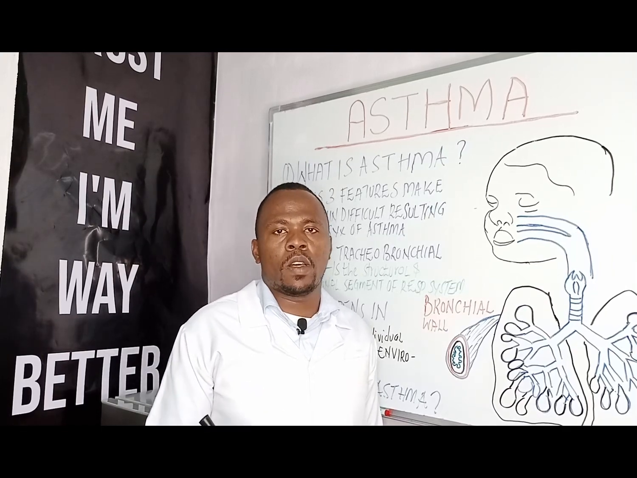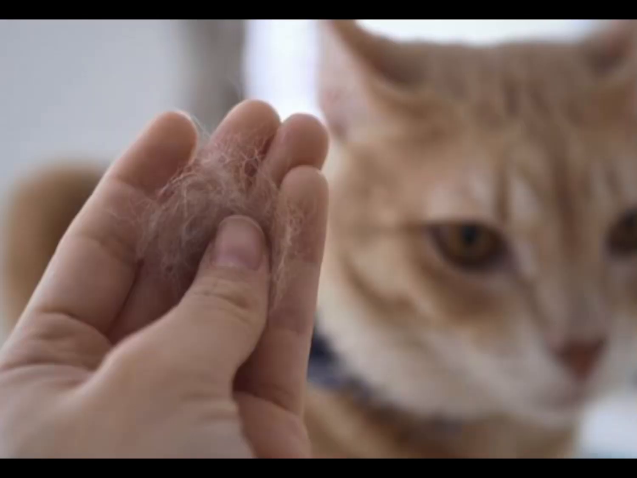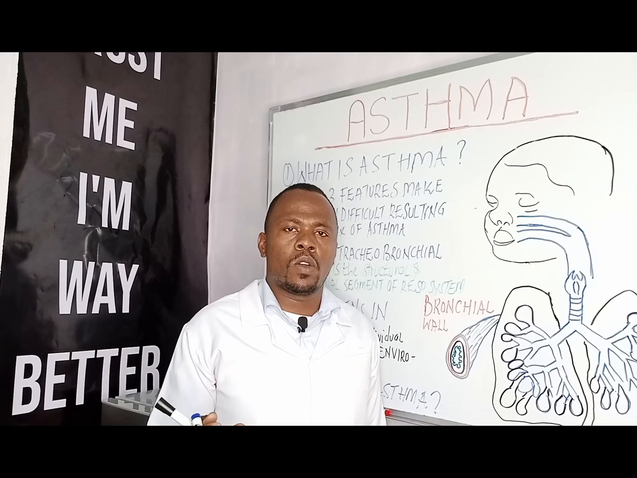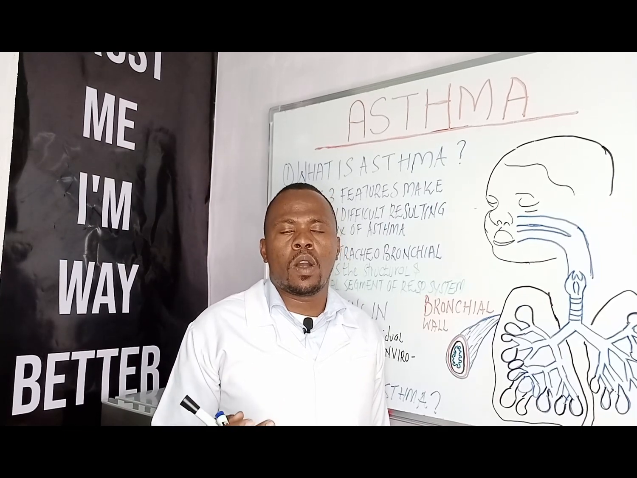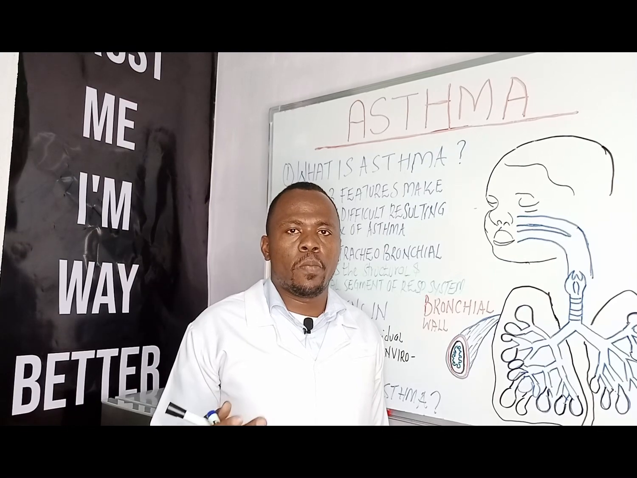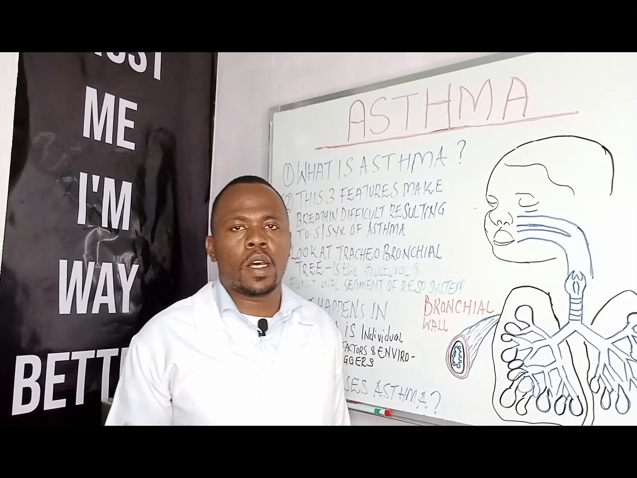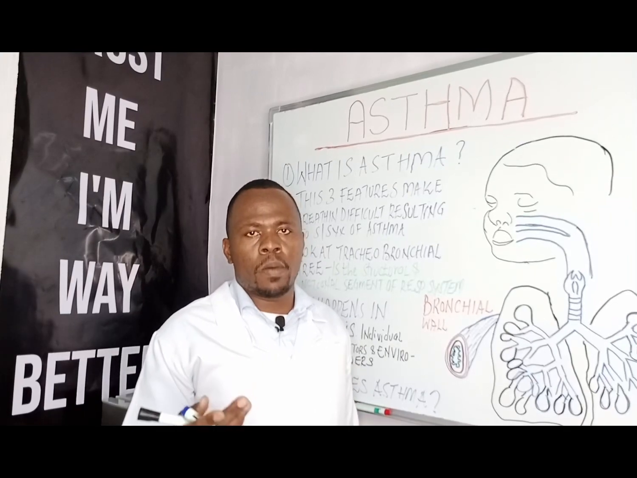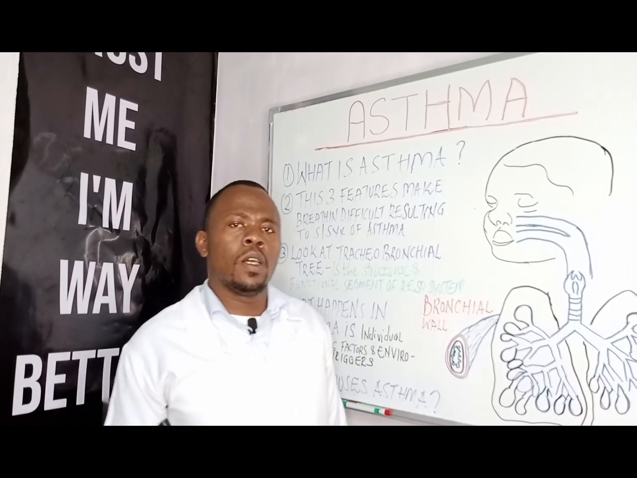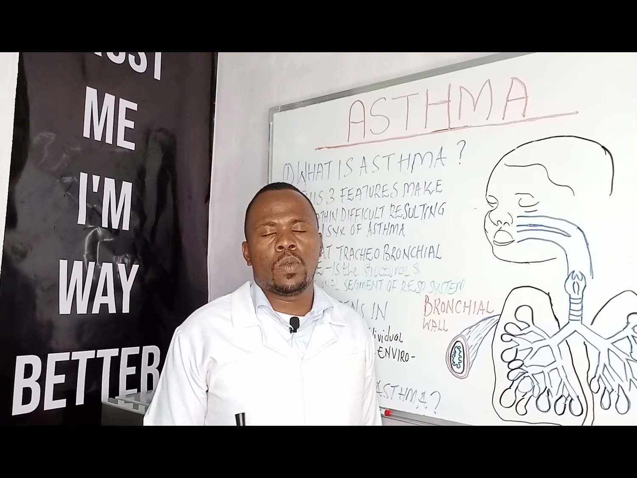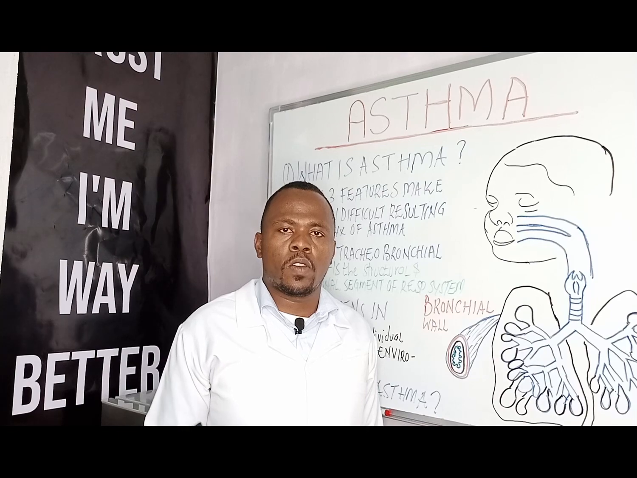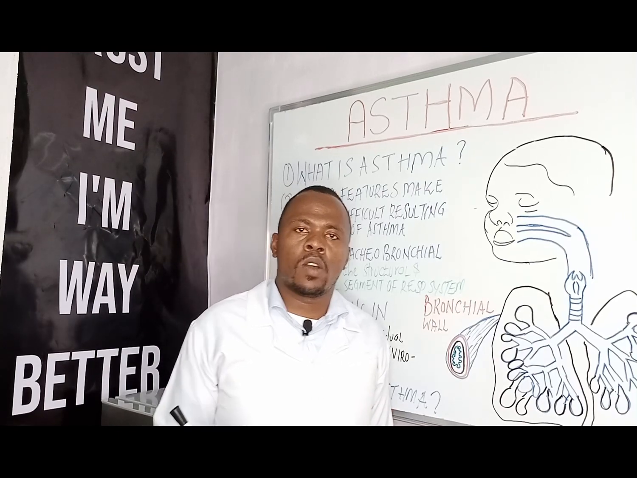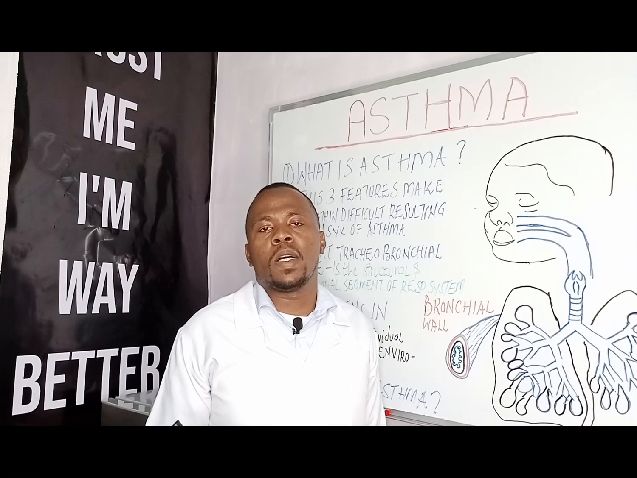Another allergen, we have animal dander or pet dander. Pets like cats and dogs usually shed what we call fur. This is like how humans have dandruff. So if you breathe in this animal dander, that may make you develop asthma. And also another allergen is cockroaches. Cockroaches are a very common cause of allergic or asthmatic attacks in urban centers.